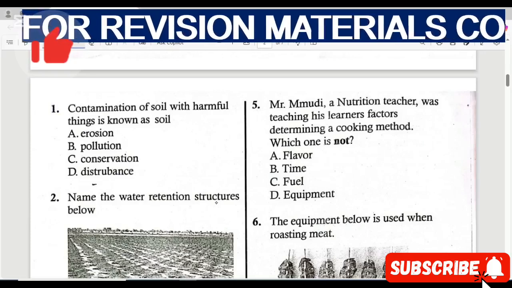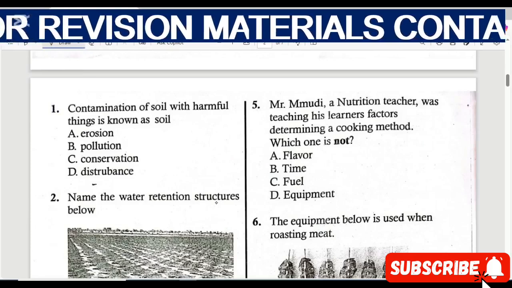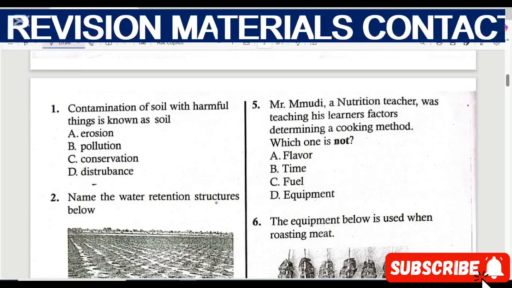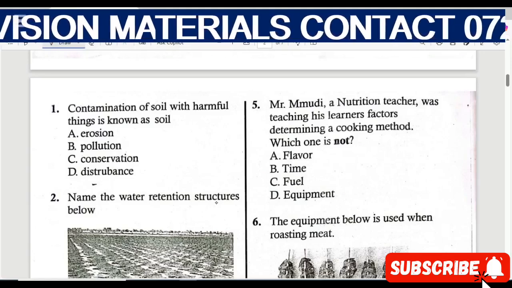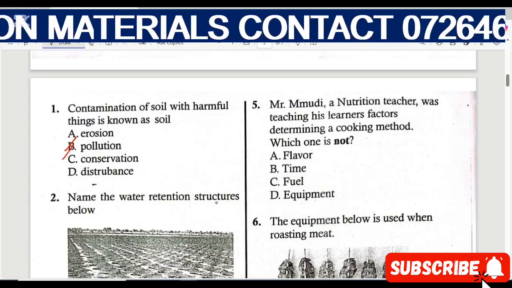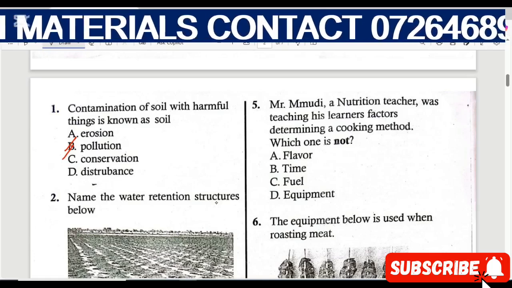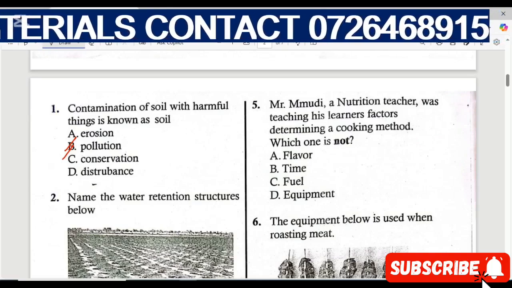Contamination of soil with harmful things is known as, so how do we call when soil is contaminated? We call it soil erosion, soil pollution. It is called soil pollution. When the soil is contaminated, it is called soil pollution and not erosion and not conservation, not disturbance.